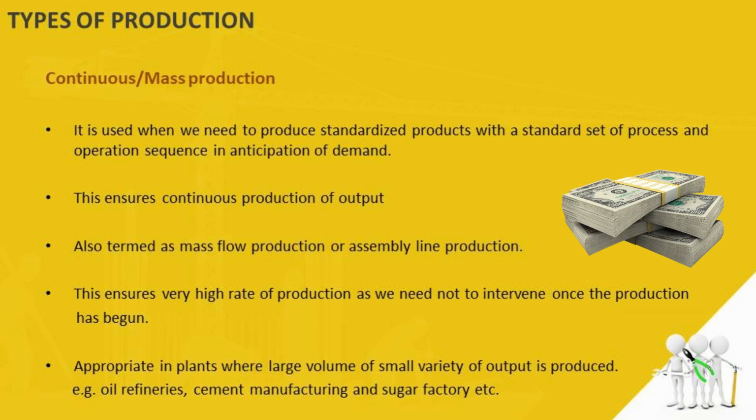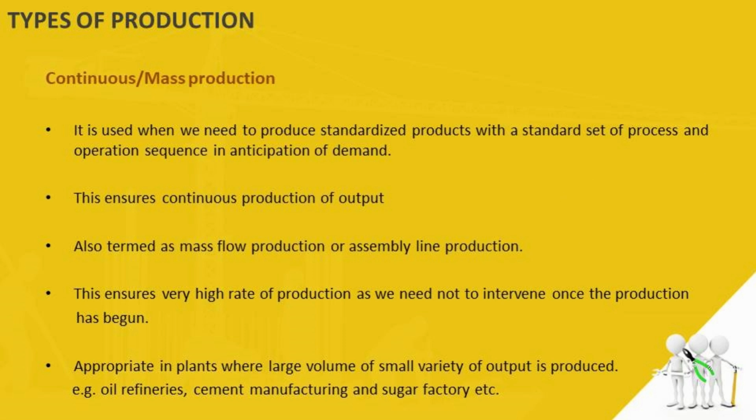That means the capital required here in mass production or continuous production is very much higher. This particular production system ensures a very high rate of production because we need not intervene once the production has begun. This production system is appropriate in plants where a large volume of small variety of output is produced. Let's say, for example, oil refineries, cement manufacturing plants, sugar factory, etc.